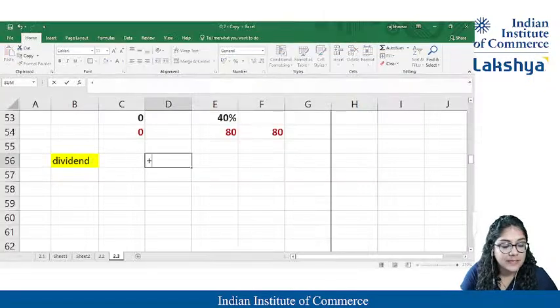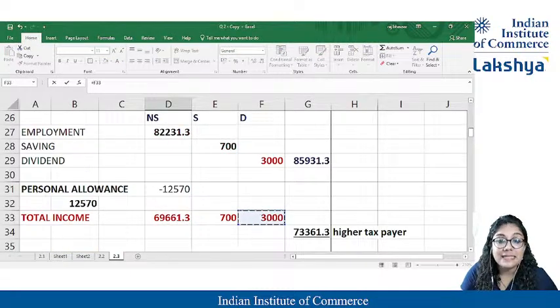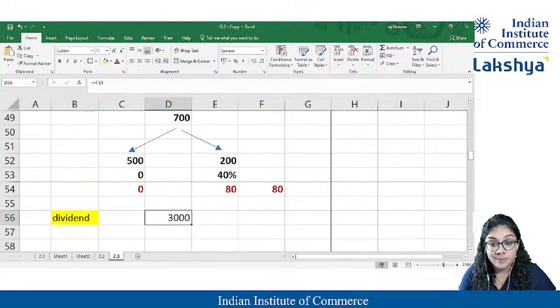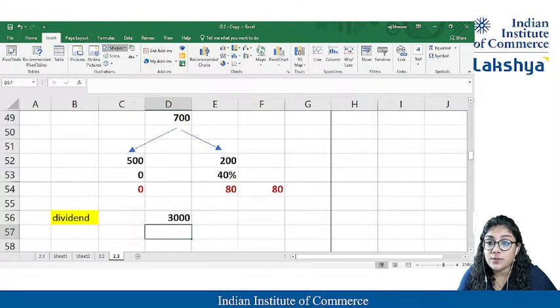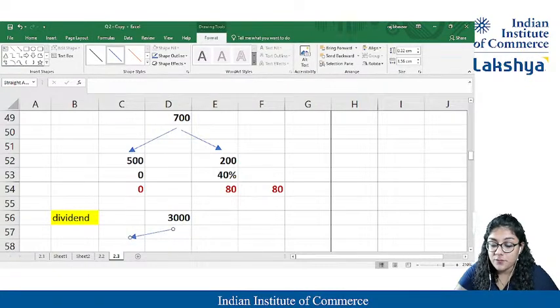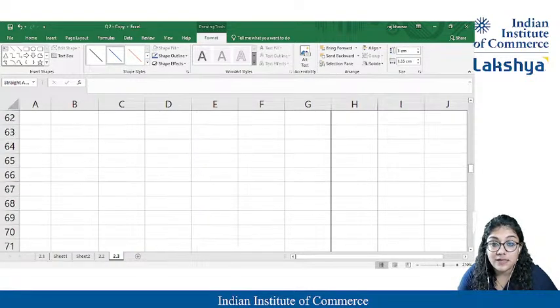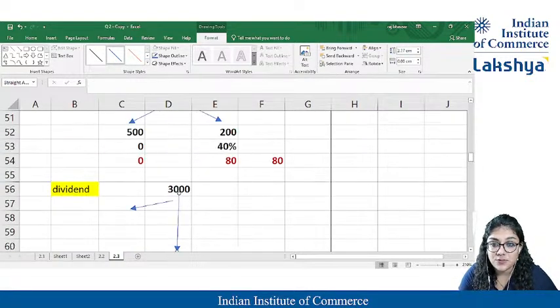So what is my total dividend amount? It's provided in the question. It's 3000, guys. But then again, the initial 2000, is it taxed? No, ma'am. The initial 2000 is not taxed. And whatever is the remaining is taxed at 33.75, right? So we can do that, and we can wind up the question.